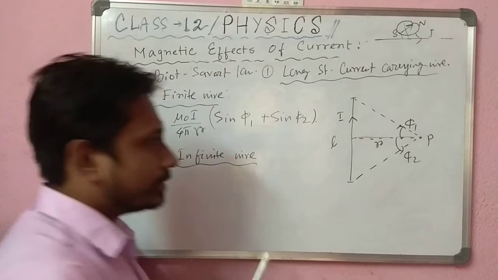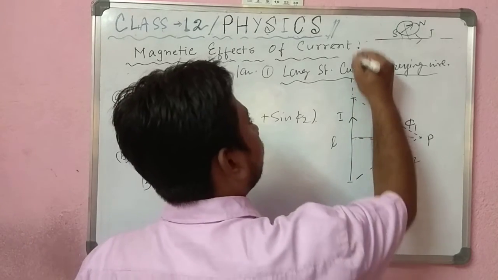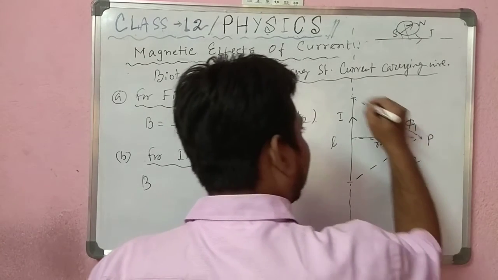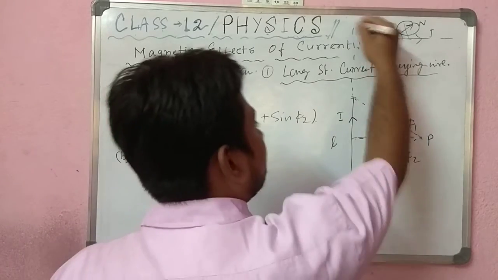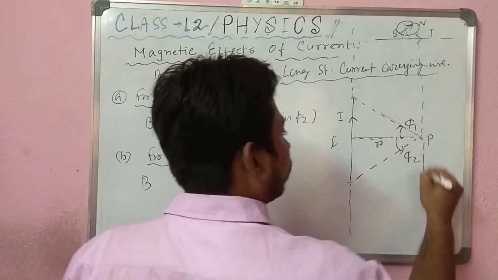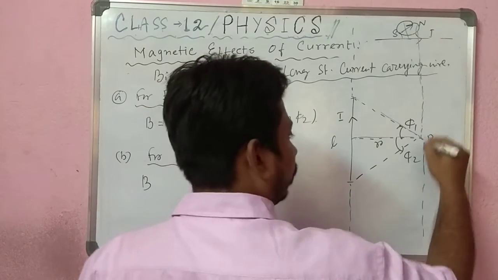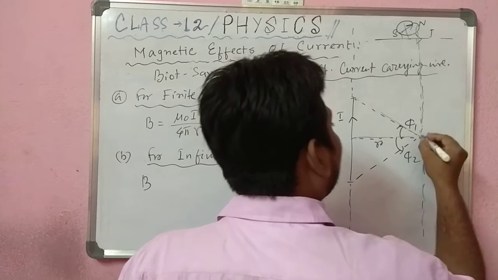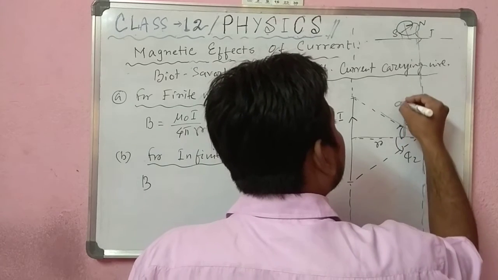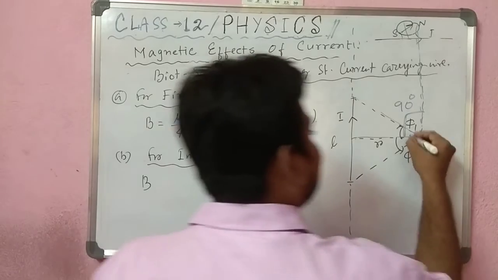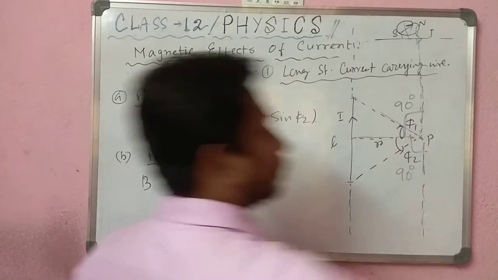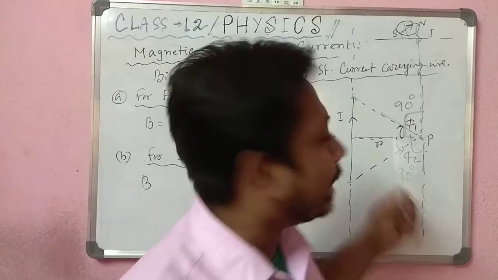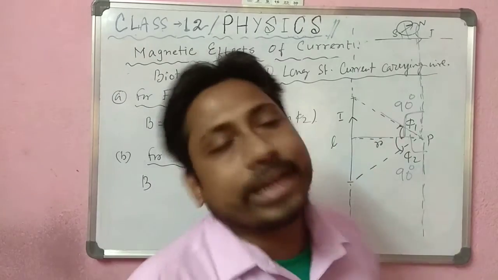So if the wire is infinite, then there is no ending. Here you can close these two things, but if this is infinite, then where it will intersect, we don't know. So you can draw like this. This angle is 90, and in that portion also the angle is 90. So in place of phi 1 and phi 2, student, you can write 90 for infinite wire.